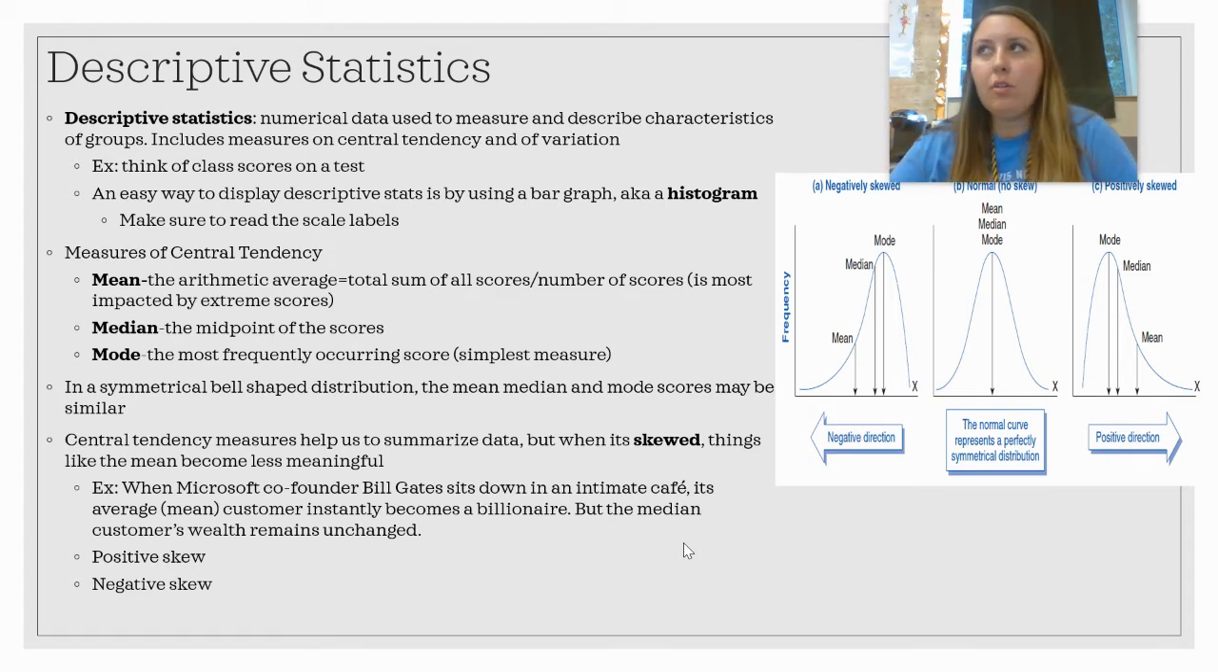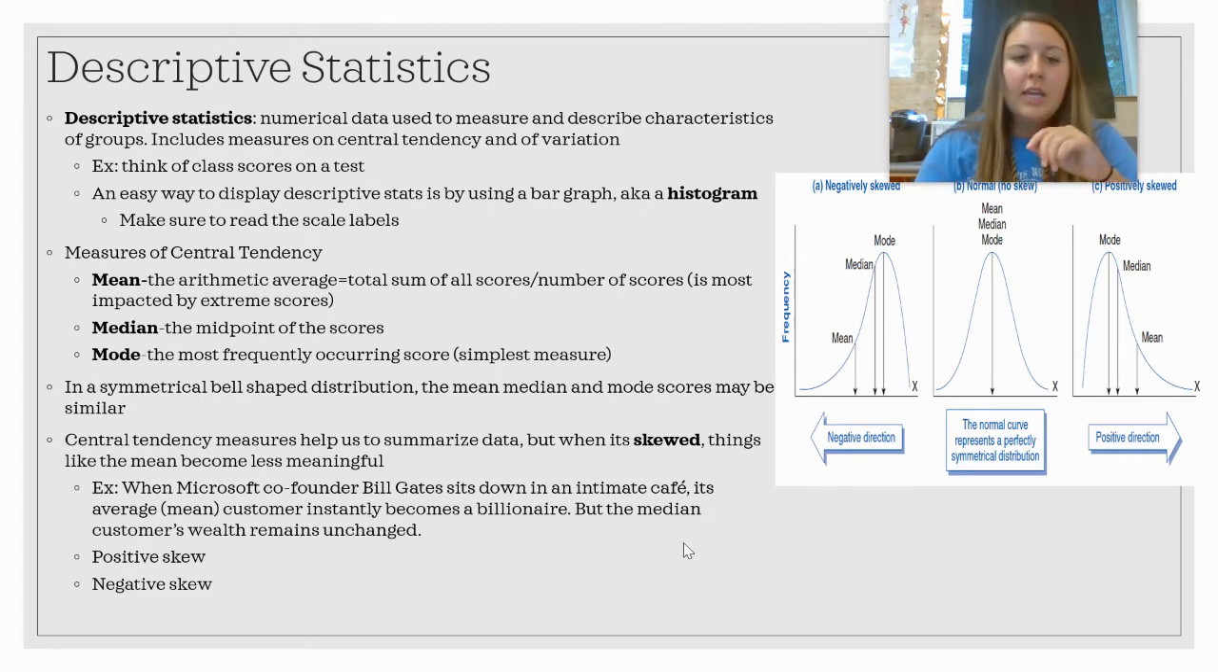Now, you probably all know this. This is just kind of a review, but an easy way to use descriptive stats is by putting them onto a bar graph, which is what we call a histogram. Now, you have to be careful to read the scale labels, though. Sometimes, if you're not paying attention, the scale labels, on the Y axis or the X axis, can be a little bit deceiving. So you have to make sure that you're actually paying attention to what exactly it's telling you.